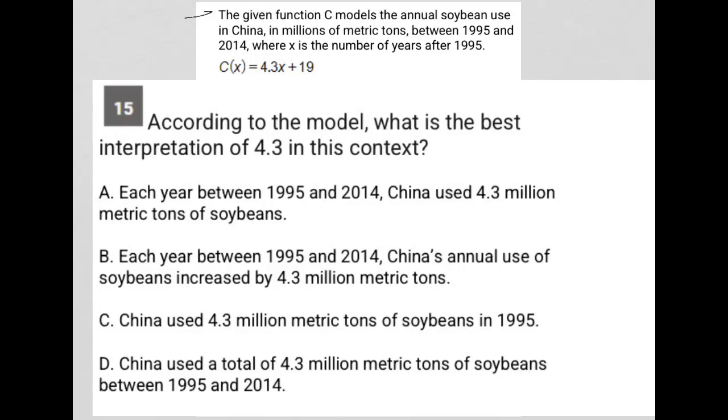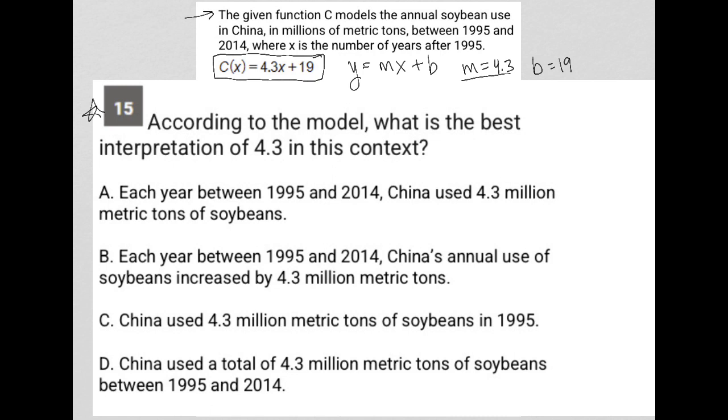So this question starts off by saying the given function C models the annual soybean use in China in millions of metric tons between 1995 and 2014, where x is the number of years after 1995. So here is our function. This function is in slope-intercept form, so I'm going to write this just to remind myself that this is really y equals mx plus b, where m is equal to 4.3, the slope, and b, the y-intercept, is equal to 19.